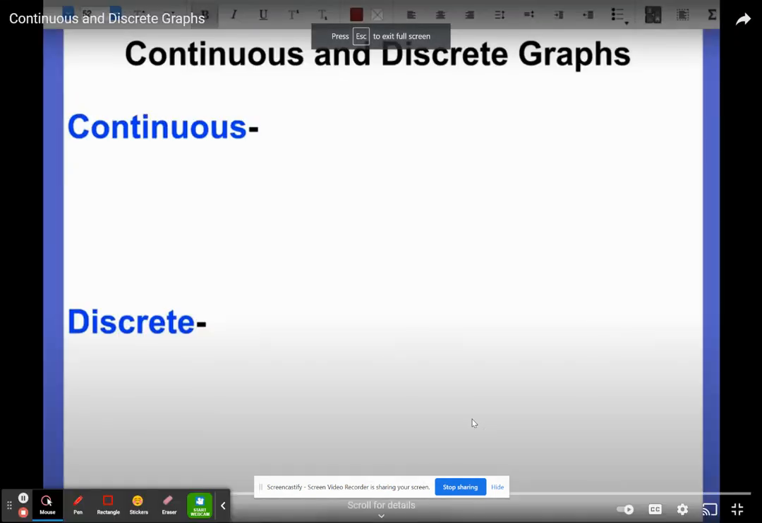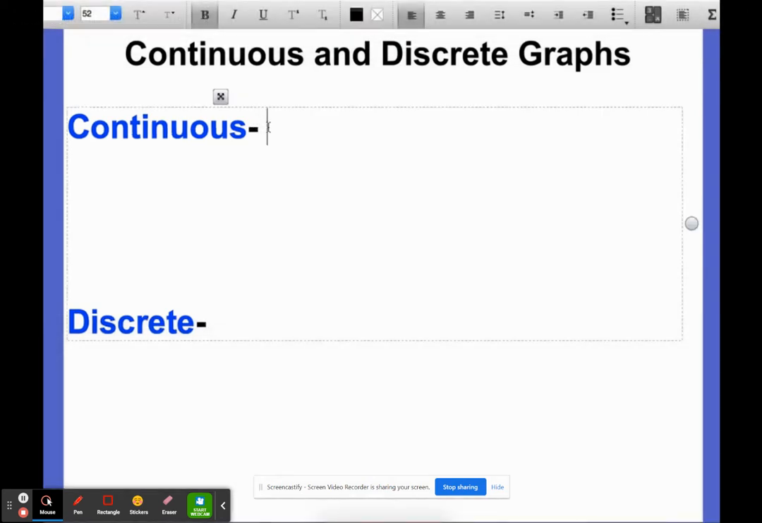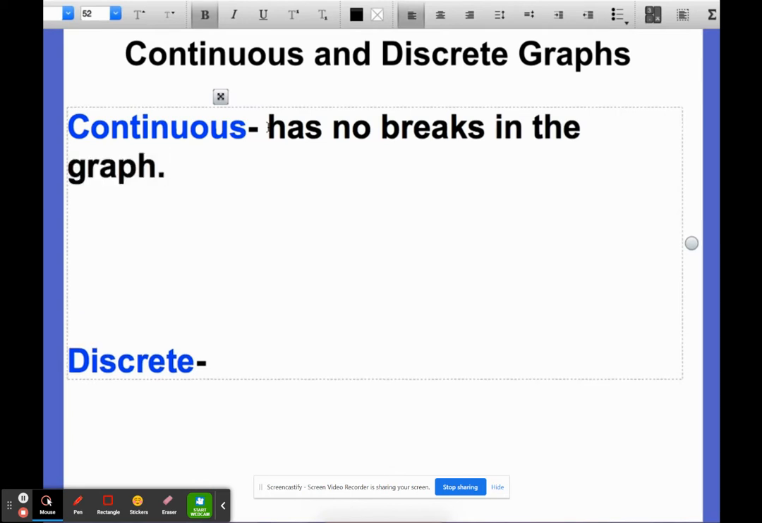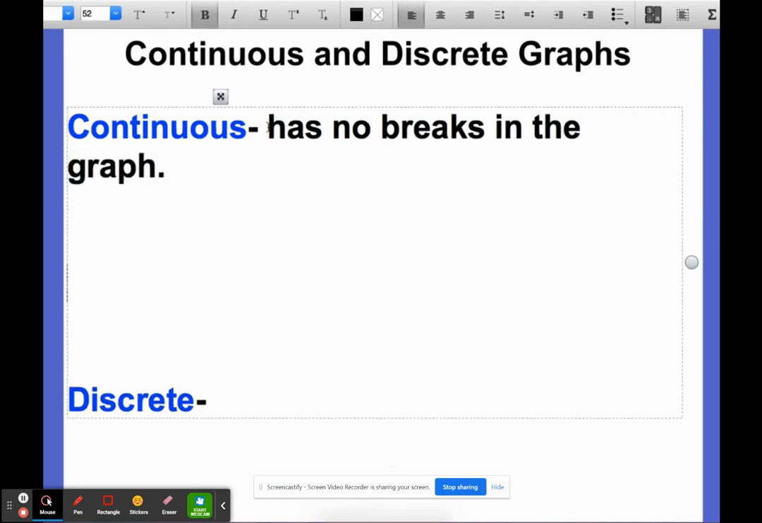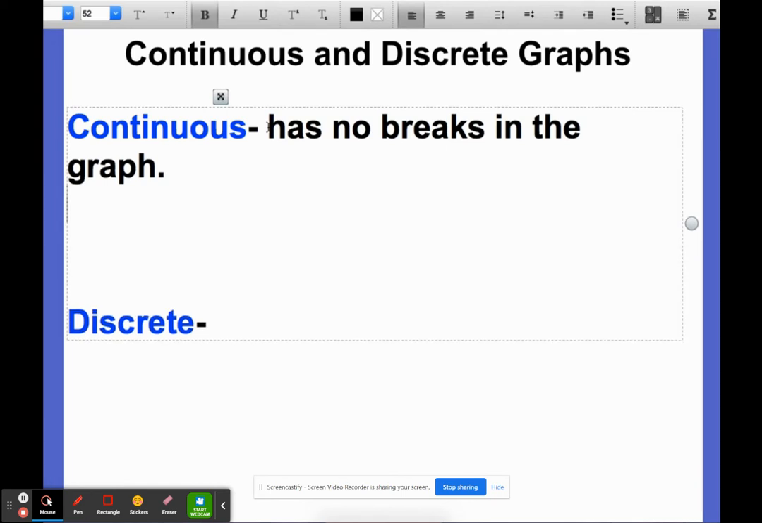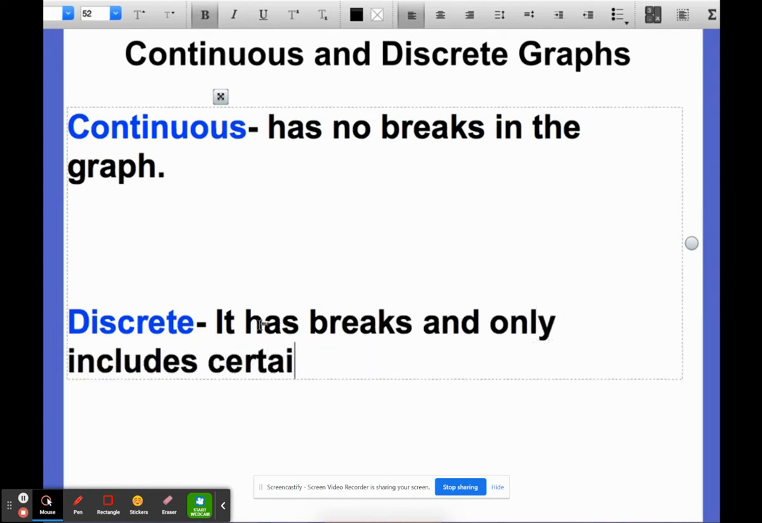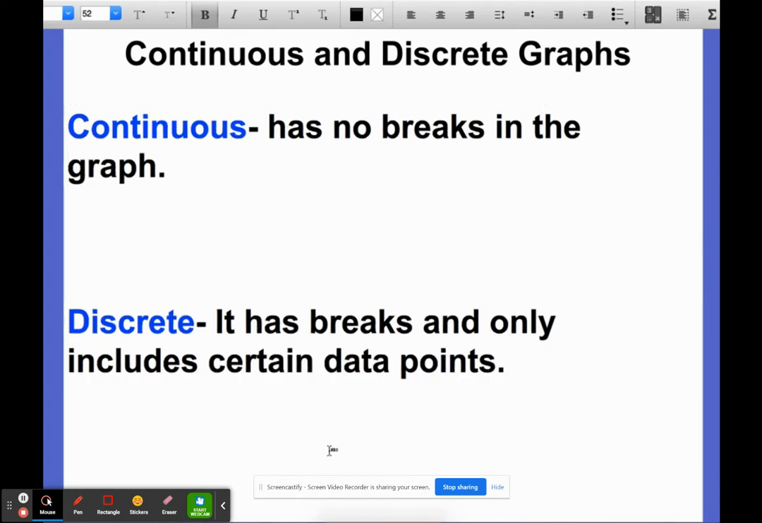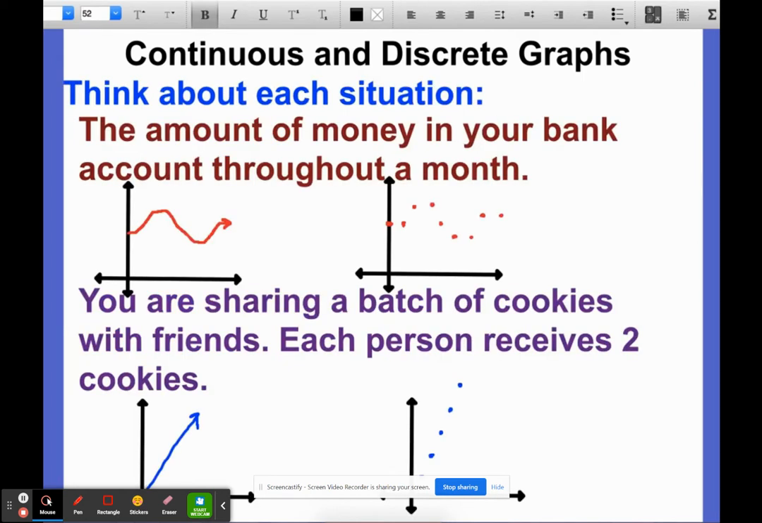Hey math friends, today we're looking at continuous and discrete graphs. A continuous graph, simply put, has no breaks in the graph. So that means that the data in the graph includes everything, everything that you see, everything in between. A discrete graph is the opposite. It has breaks and only includes certain data points. We'll look at a couple examples of these, and then you're going to try some on your own as well.